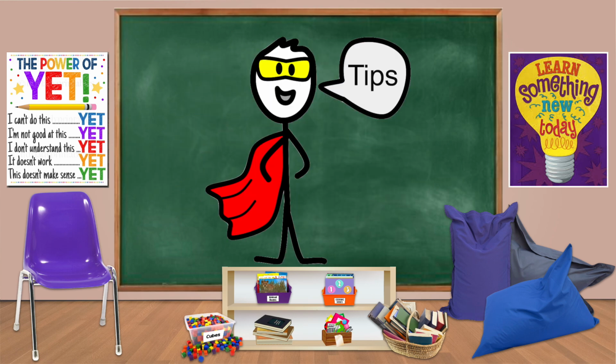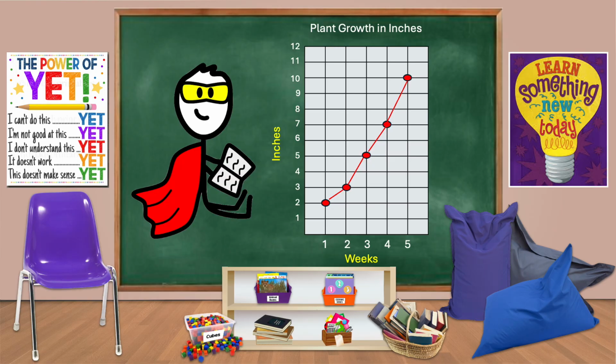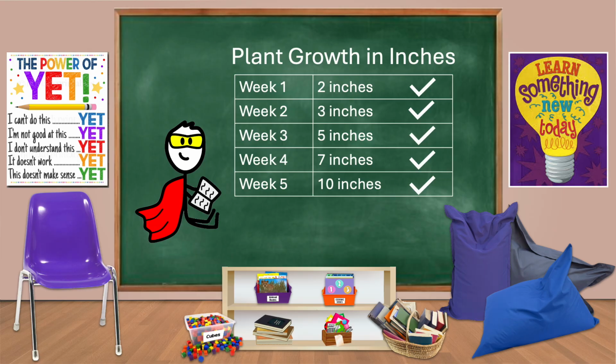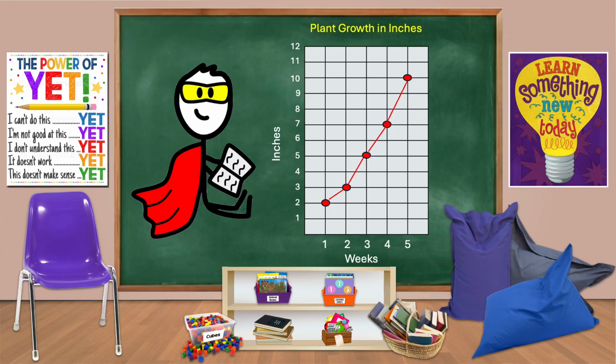Here are some tips to making great line graphs. Always label your axes so everyone knows what your graph is showing. Use neat dots and lines so your graph is easy to read. Check your data before plotting the points. Double check those numbers. Give your graph a good title. It should tell people exactly what you measured.